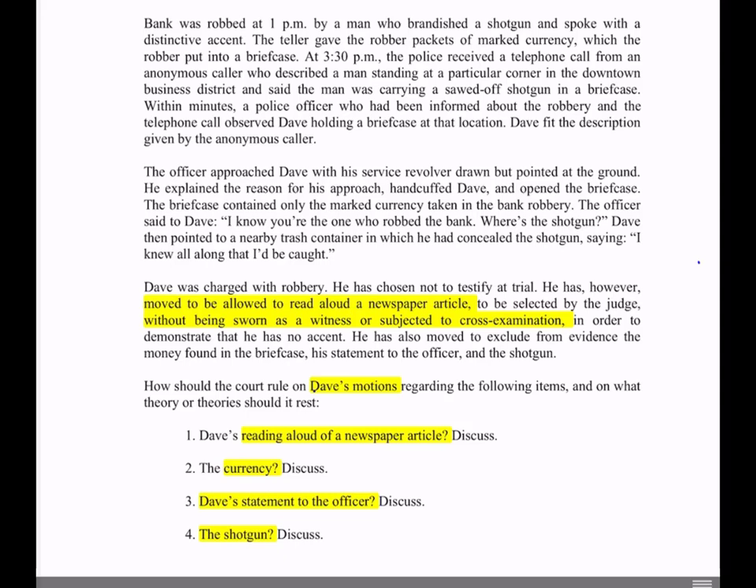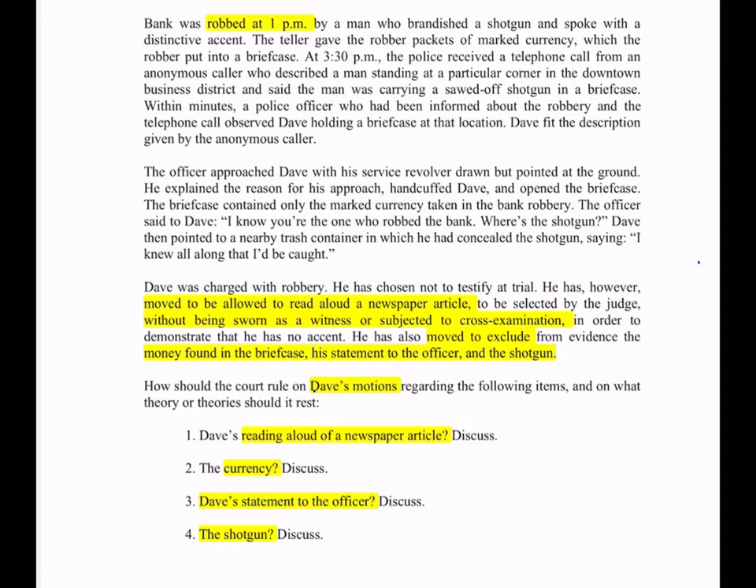All right, go up to the facts and let's see what we've got. We have a bank robbed at 1 p.m. by a man who brandished a shotgun and spoke with a distinctive accent. There's the accent. That's what Dave does not want the court to hear from him. He wants to demonstrate that he is not the person who brandished the shotgun. So yeah, Dave is the defendant, and that first call is definitely about a testimonial act that he wants to perform in court without being under oath.